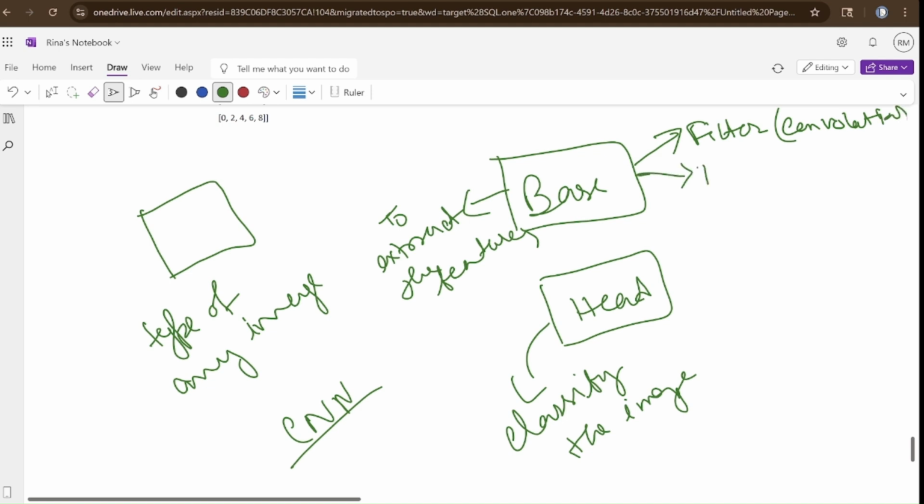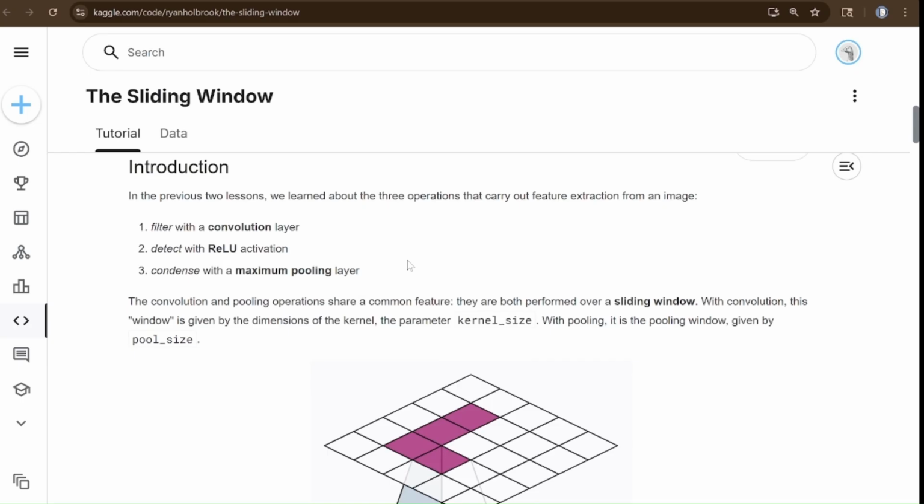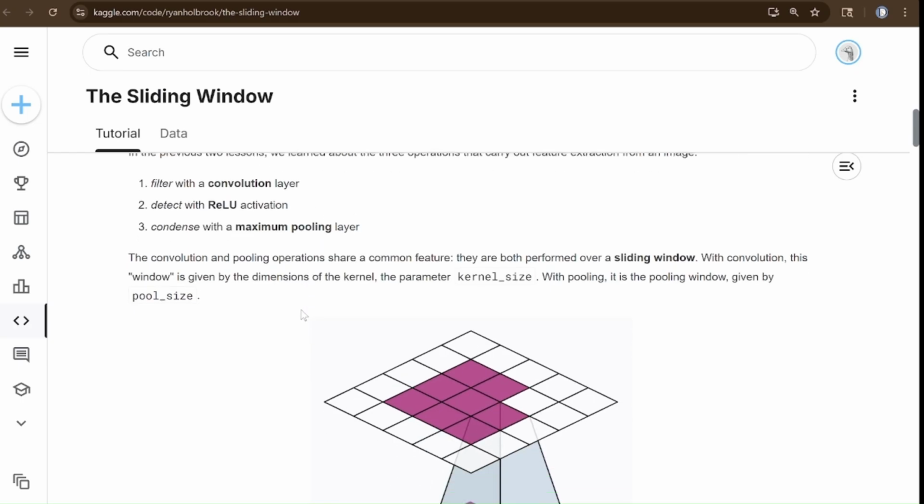then detect, done by ReLU activation layer, and condense, which enhances the feature, is done by maximum pooling. I hope you remember these things. We have already completed. Now let's start today's class. Okay. So in previous two lessons we have done these things.